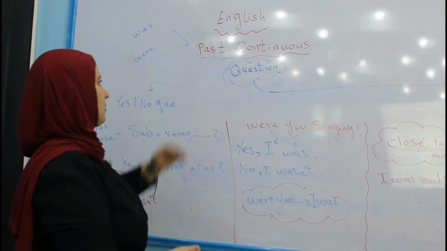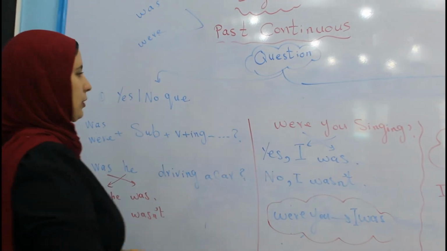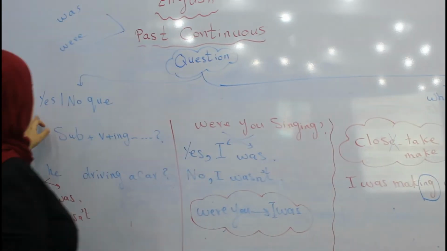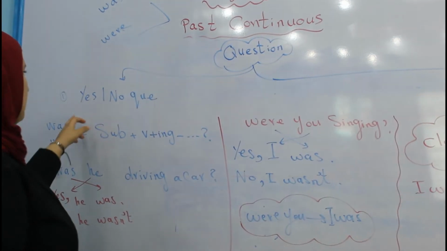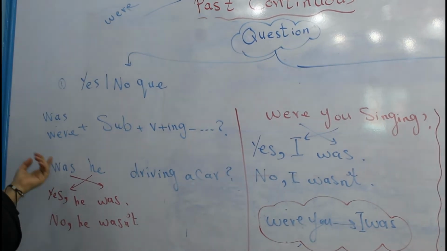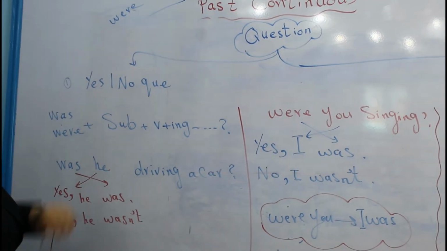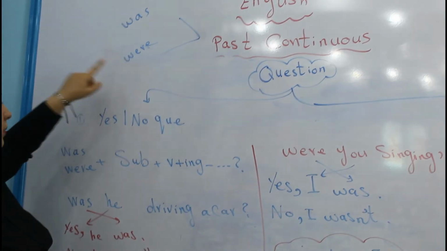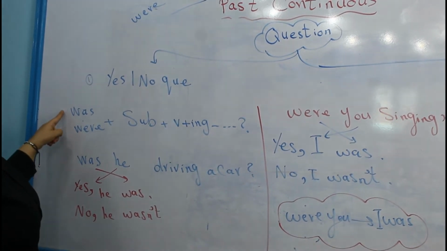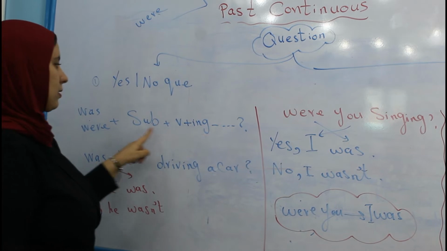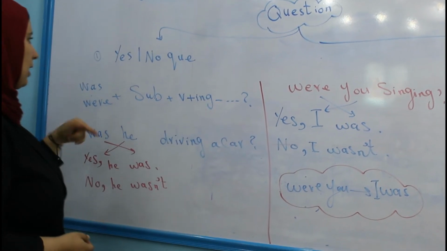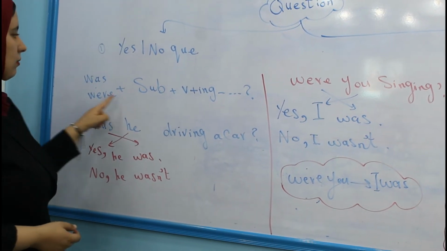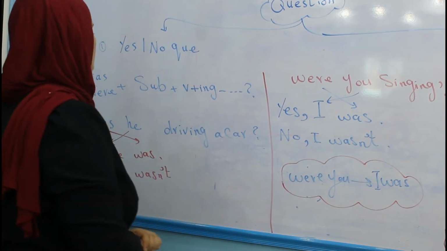Questions in past continuous. We have two types of questions: yes/no questions and WH questions. Let's start with yes/no questions. Yes/no questions are questions that begin with auxiliary verbs. The auxiliary verbs of past continuous are was or were. So we start with was or were plus subject plus verb plus ing.